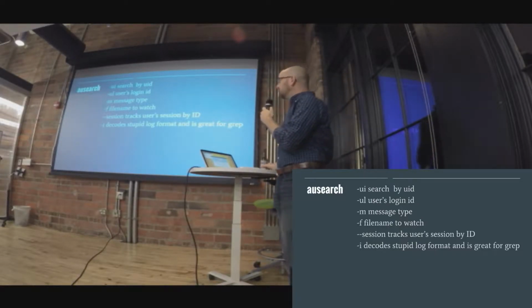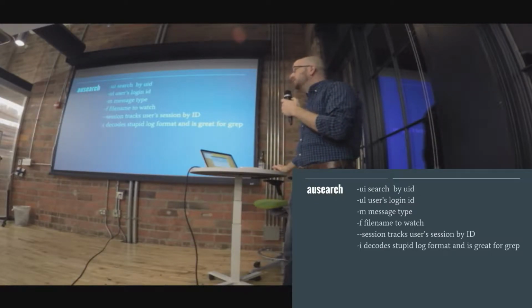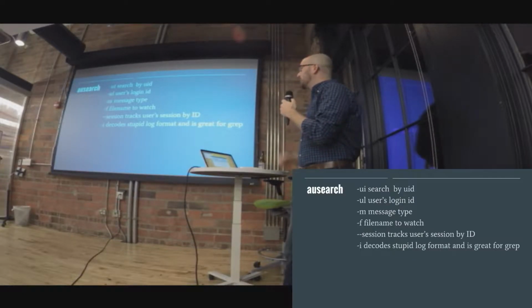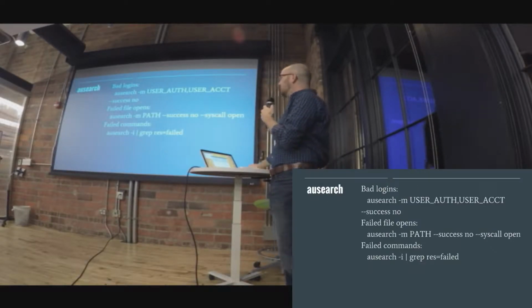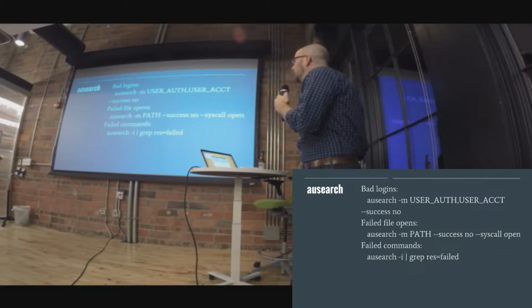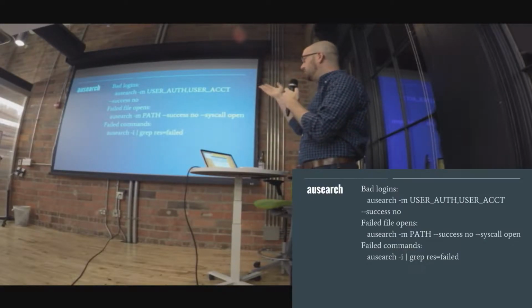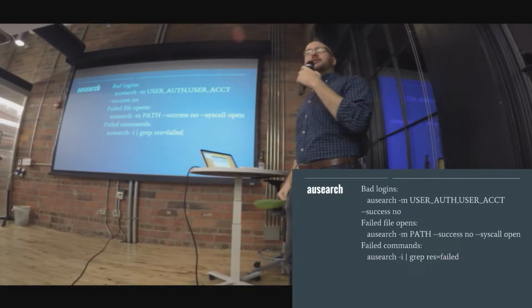You can watch certain files. So if there's certain files you care more about than others, and you want to see every time that file's changed, you can log that for you. You can search by user's login ID, UID, as well. A lot of cool things there. Here's a couple of awesome, helpful ones to get you started. The first one shows you any kind of bad logins, anytime somebody tried to open a file and couldn't. So it's like, why are they trying to get into that?